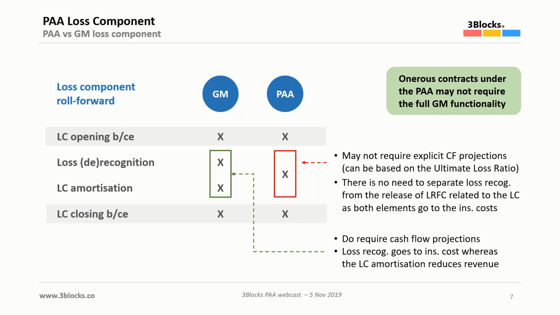The second important difference is that under the general model, the loss component movements are based on cash flows. Cash flows determine the loss recognition and typically drive the loss component amortization. Under the PAA, the loss component does not require explicit cash flow projections. It may be based on actuarial techniques, giving the value of fulfillment cash flows, but without projecting the cash flows for each period. For example, it can be estimated by applying the ultimate loss ratio to unearned premiums.